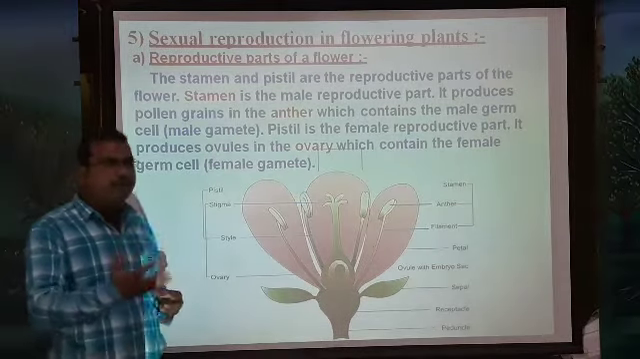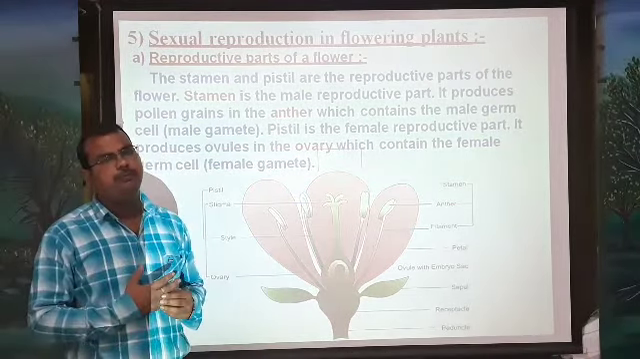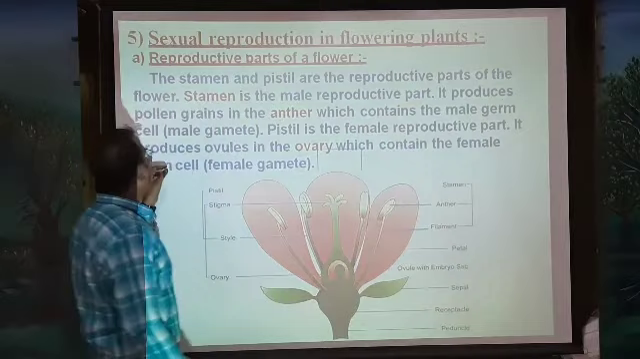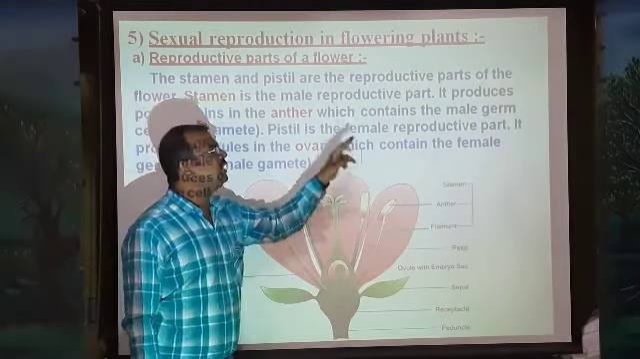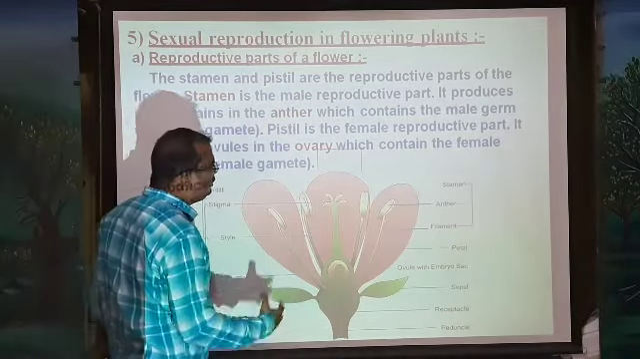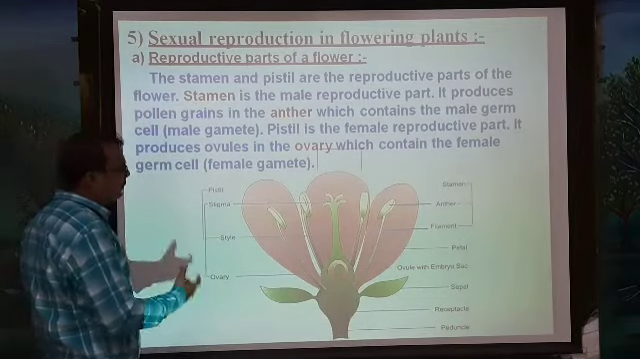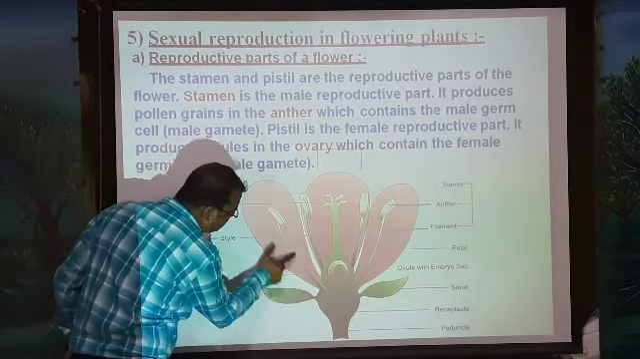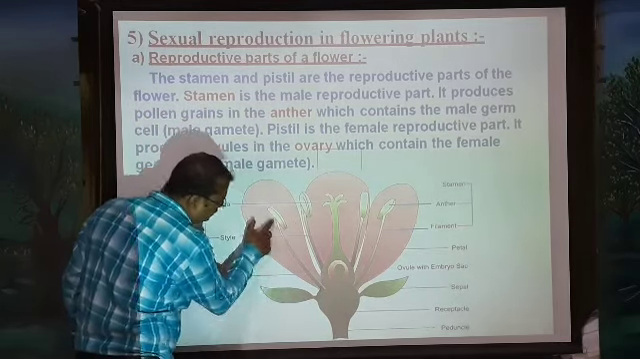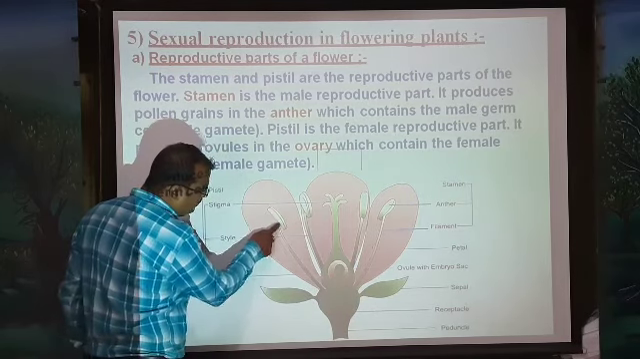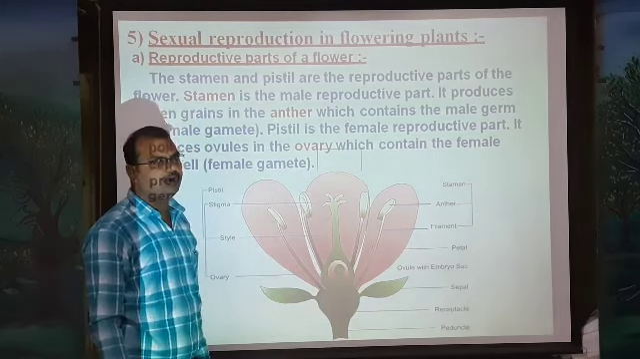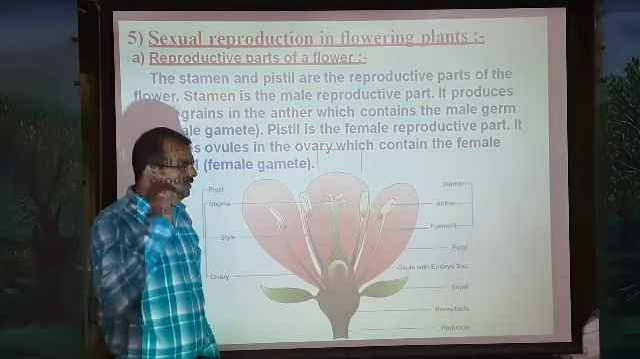Whereas a flower also contains the female reproductive part, which is called the pistil. The pistil, the female reproductive part, produces ovules in the ovary, which contain the female germ cell called the female gamete. So here we see where the pistil is and where the stamen is. This complete structure is what we call the stamen, this part is the anther, and this long tube-like structure is the filament. In this anther, it contains the pollen grains. The pollen grains are the male gametes.